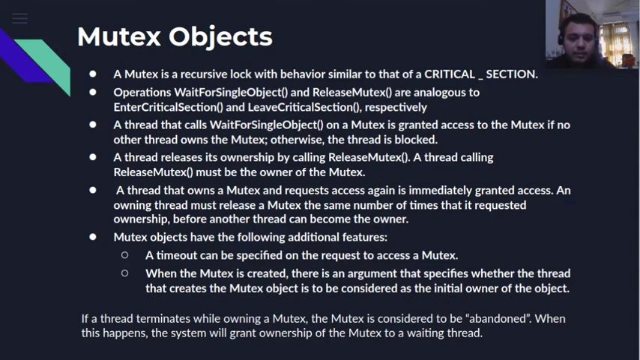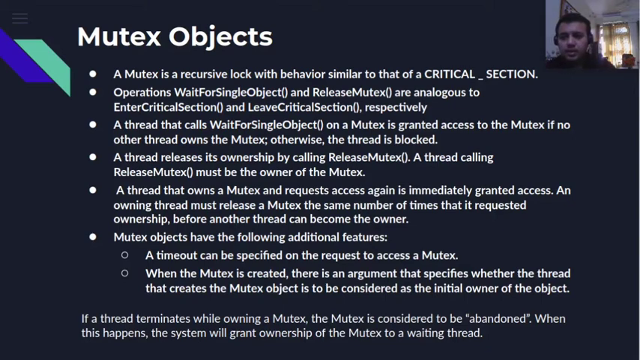Mutex objects have the following additional features. A timeout can be specified on the request to access a mutex. When the mutex is created, there is an argument that specifies whether the thread that creates the object is to be considered as the initial owner of the object or not.